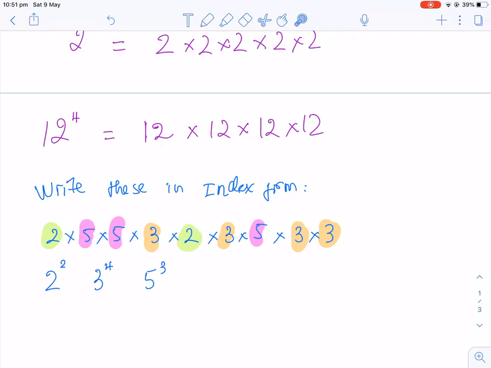What are the signs in between? Because they are all multiplied together, see? So that's why the sign in between is times. So this is your final answer. That's how you bring an expanded form or a factor form to an index form.